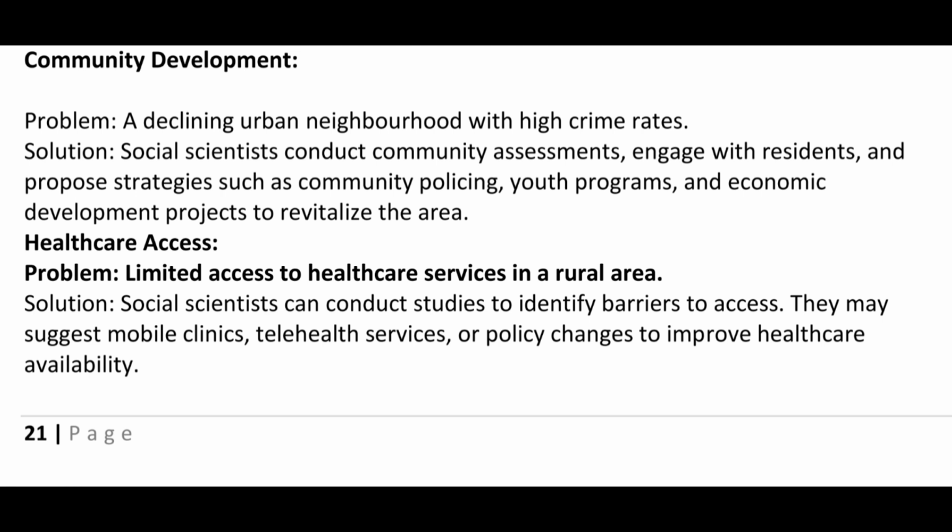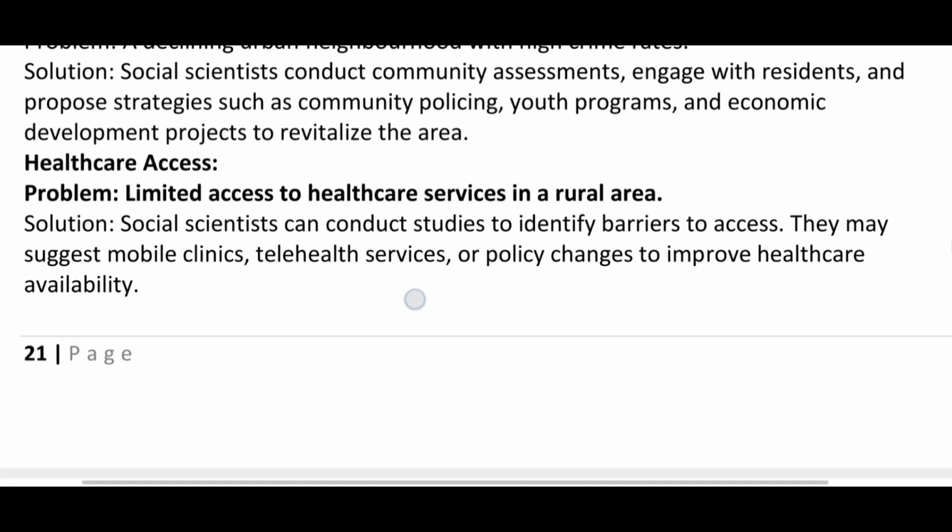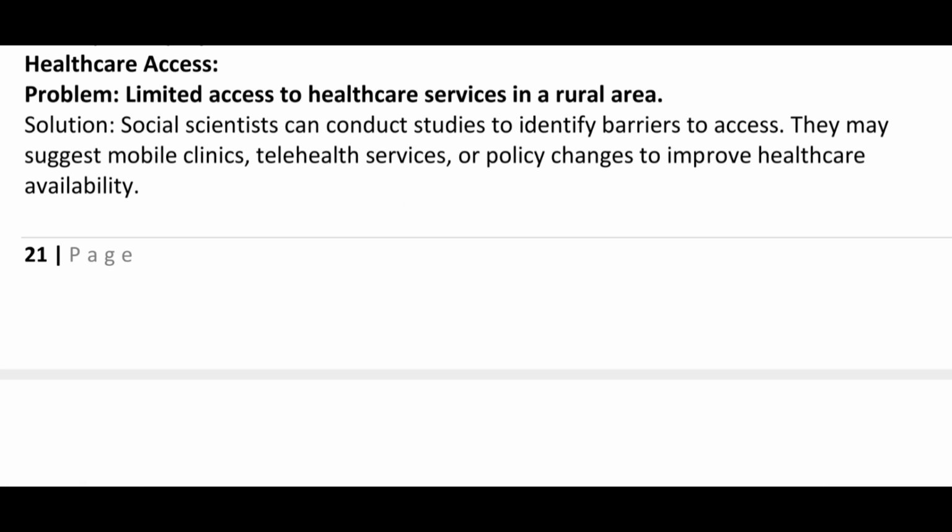And the economic development projects to revitalize the area. So that's why the social scientist can take the initiative in fighting this menace of community development and the crimes, right? Now, healthcare access. So what is the problem?